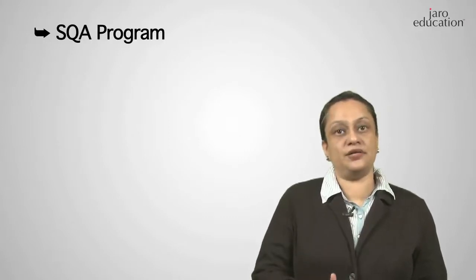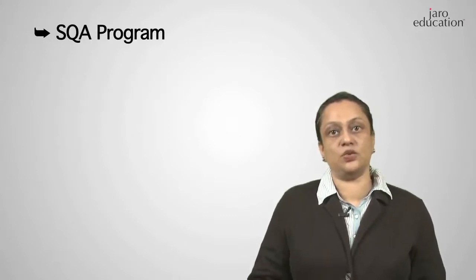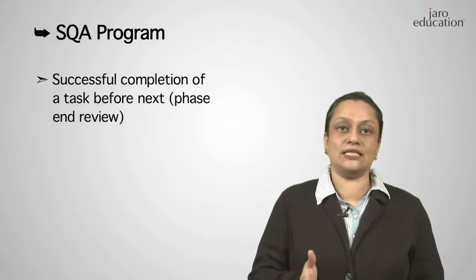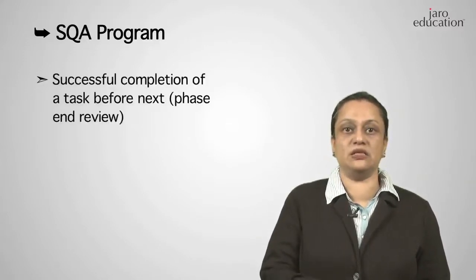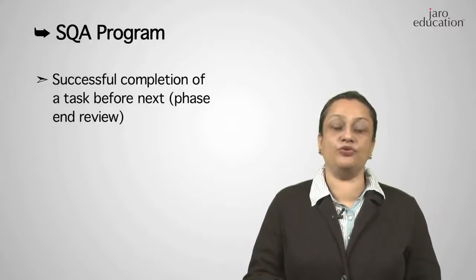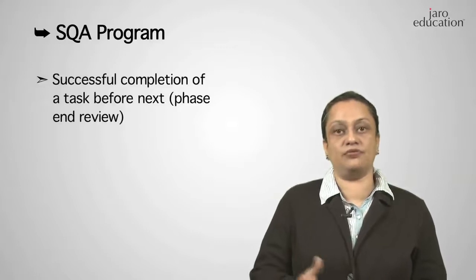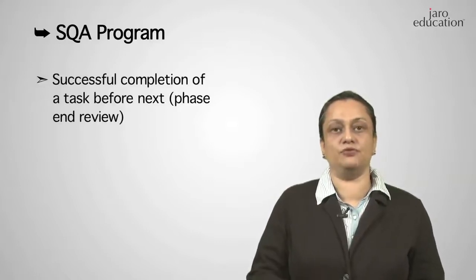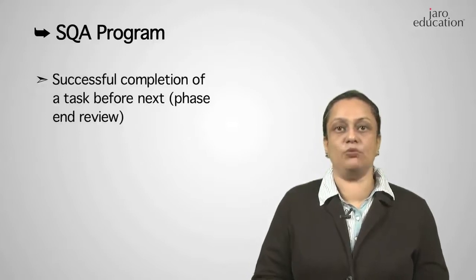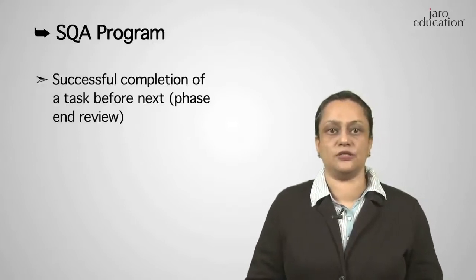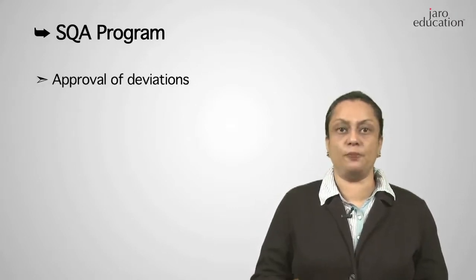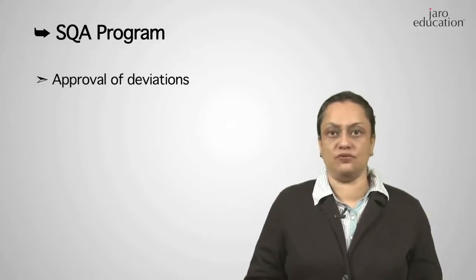Since we have defined the sequence of activities in the QMS, this means that tasks have to be successfully completed before going to the next. This will be done through phase inspections. So after every phase, there will be a review to see that all the tasks of that phase have been completed before going to the next phase. If there are any deviations from the defined process, there should be proper review and approval of those deviations.